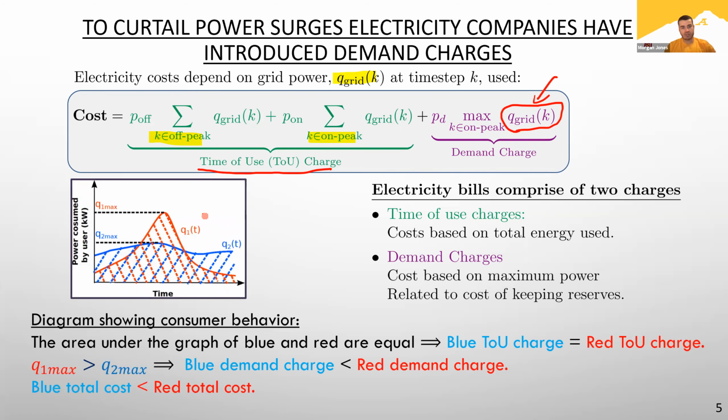So if we consider the power used by two customers over time, a red and a blue customer, the area under the graphs of the two customers are roughly equal. So they require roughly the same amount of electricity. So the time of use charge will be fairly similar. But the red customer has a higher peak demand for power. So because of the demand charge, we would expect the red customer to have a higher electricity bill.